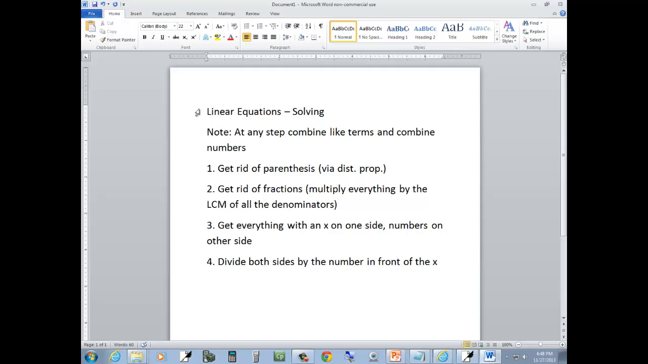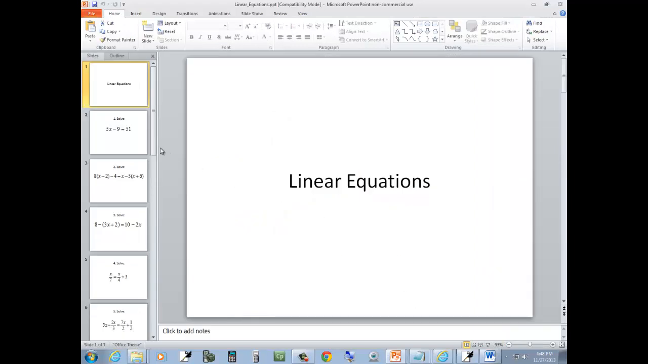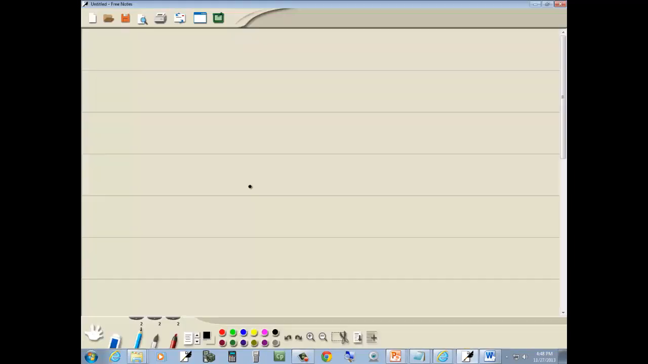So let's take a look at some problems dealing with this. Take a look at our first one. We've got 5x minus 9 is equal to 51. Now step 1, get rid of parentheses. Don't have any. Step 2, get rid of fractions. Don't have any. Step 3, get everything with an x on one side, numbers on the other side.